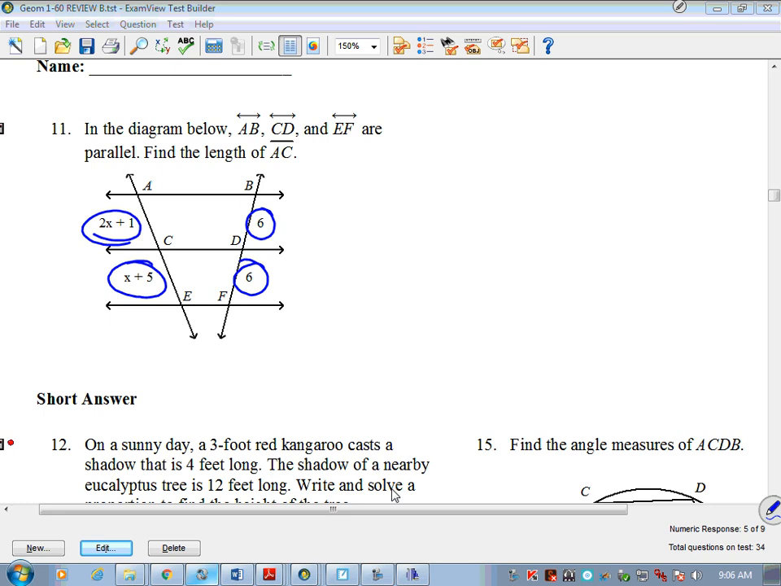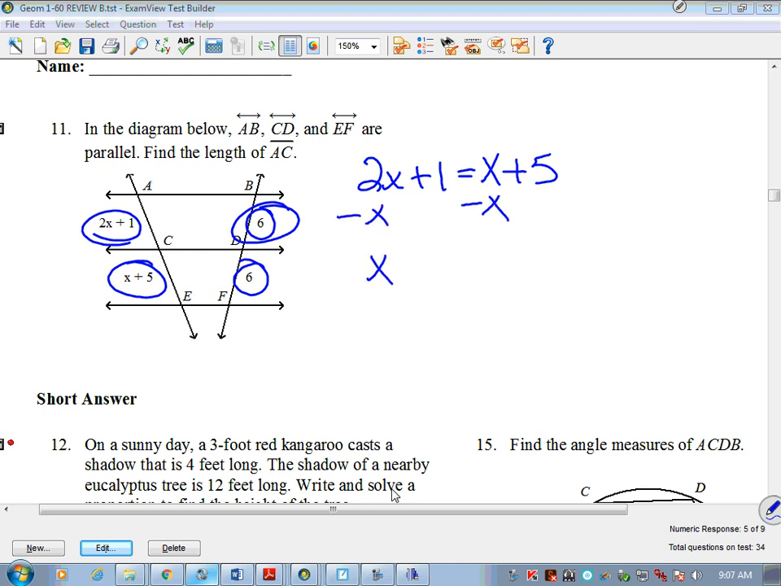Now you could also solve this as a proportion where you're doing, say, 2x plus 1 over this 6 here is equal to x plus 5 over this 6 here, or even more directly, we would see 2x plus 1 over x plus 5 be equal to 6 over 6, which is equal to 1. But in the end, because those 6's are the same, 2x plus 1 can be said to be equal to x plus 5. So we just simply solve for x, subtract x there.